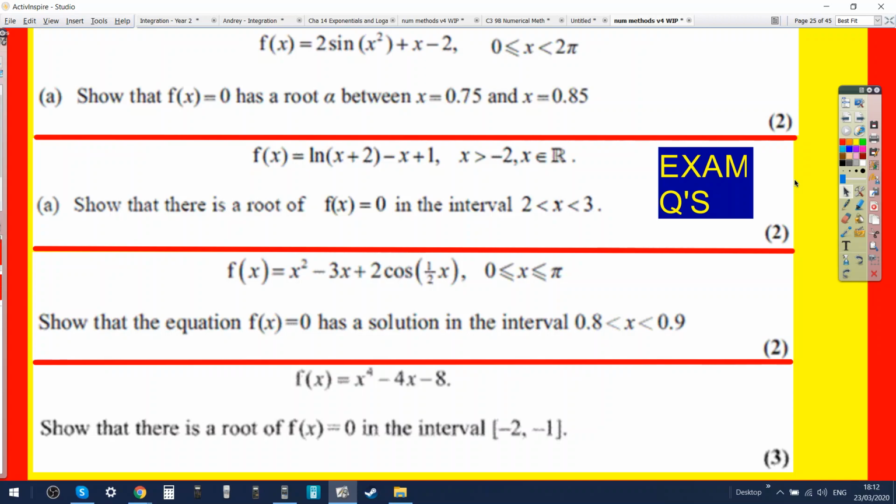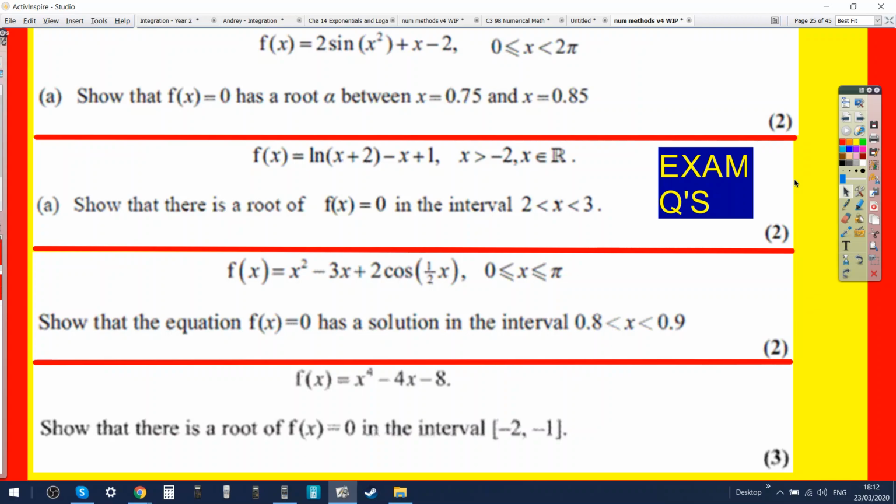Yeah. f of x equals x to the 4 minus 4x minus 8. Show there is a root in the interval minus 2, minus 1. And do those brackets mean that it's including minus 2 and minus 1, or what does it mean? It doesn't have any significance in this context, does it? No, I don't believe so. It could potentially, but no, I don't think it will.